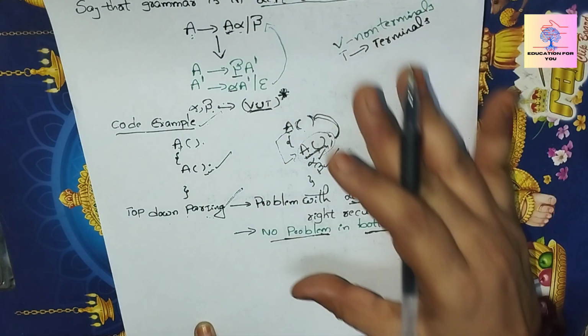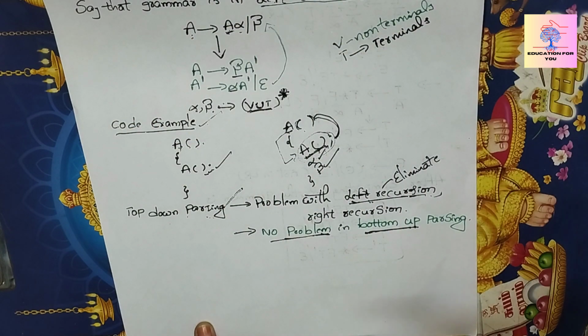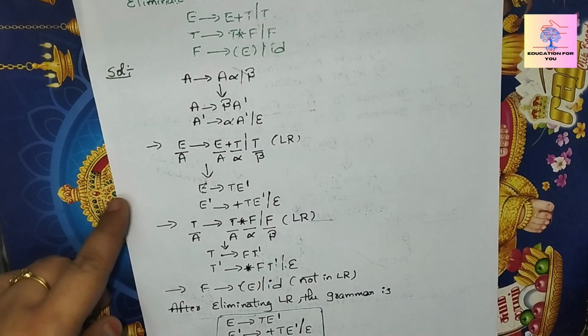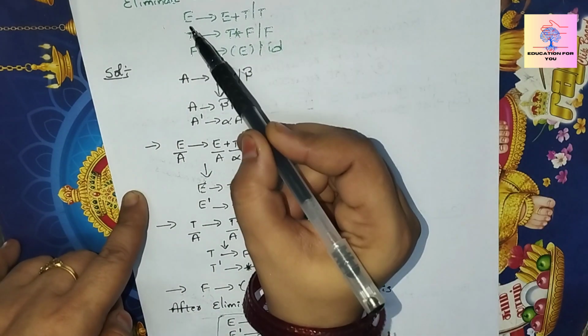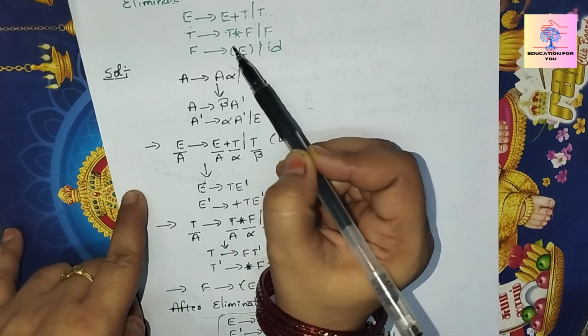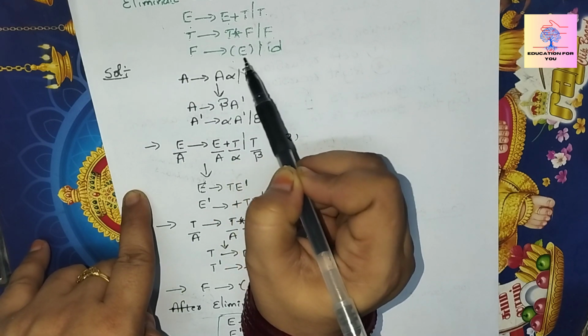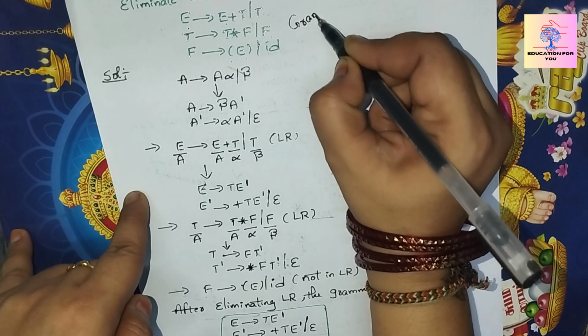That is a brief introduction about the elimination of left recursion. Now I will explain with one example. What is the example here? Eliminate left recursion in: E produces E plus T or T. T produces T star F or F. F produces parenthesized E or ID. This is the grammar.